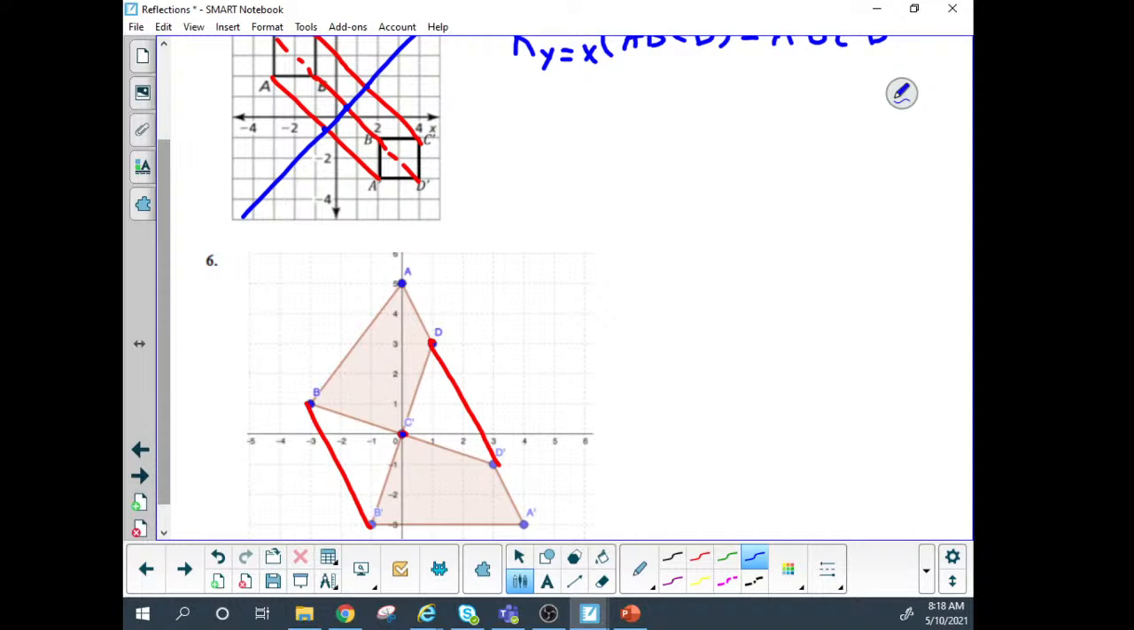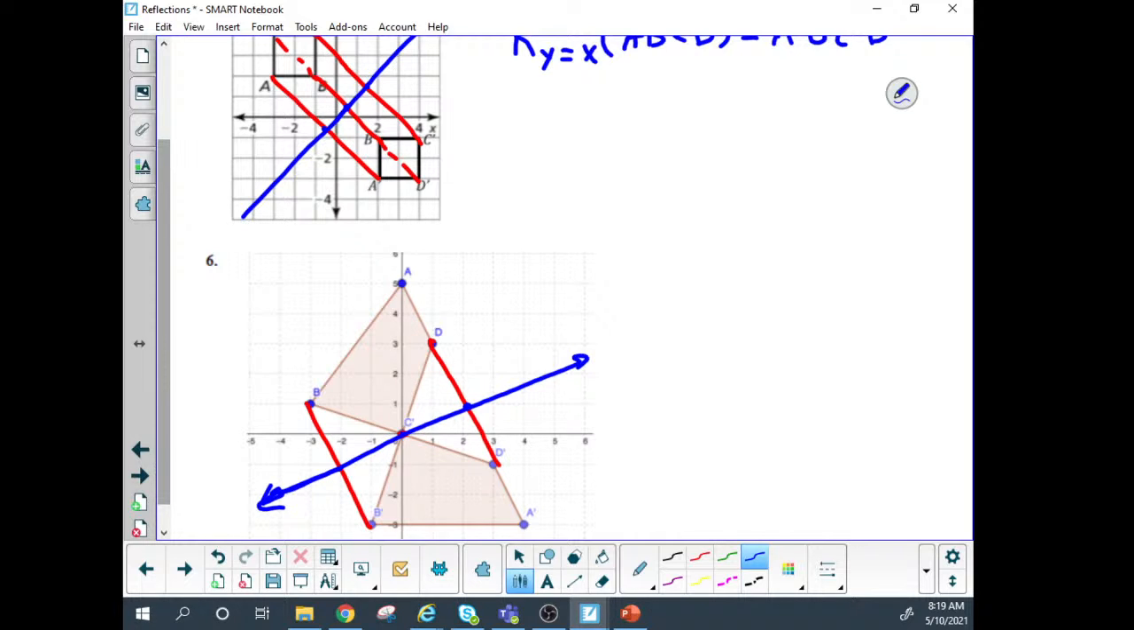And then looking at midpoints, notice from D to D prime I'm going down 4, right 2. So the midpoint's going to go down 2, right 1. Really, exact same thing for B. And there it is. I got 3 nice points that could help me find the line of reflection. Draw a nice line there. Boom.